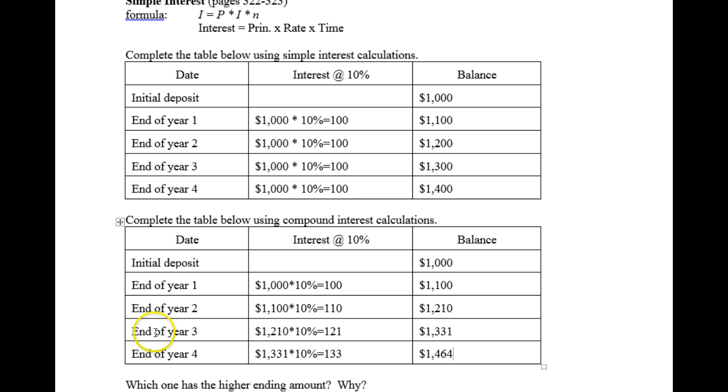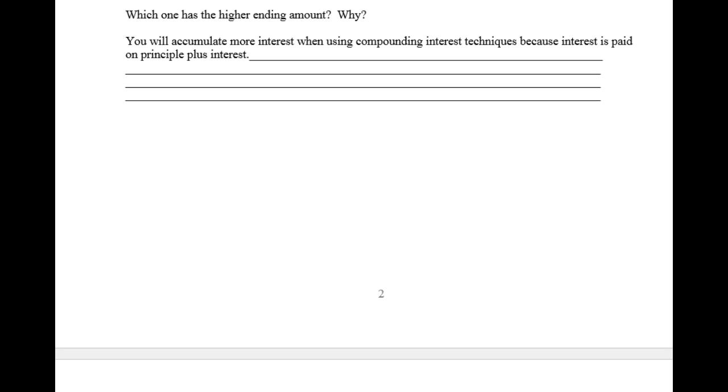How did you do? At the end of year 3, you had $1,210 deposited for the whole year, and it grew by $121, 10% of that amount, and it's now $1,331. That was invested for the whole year, and at the end of year 4, it grew by 10%, or $133, and it's now grown to be $1,464. So you can see with simple interest versus compound interest how this changes the accumulation. So, which one has a higher ending amount and why? Well, you will accumulate more interest when using compound interest techniques because interest is paid on the principal plus interest along the way.